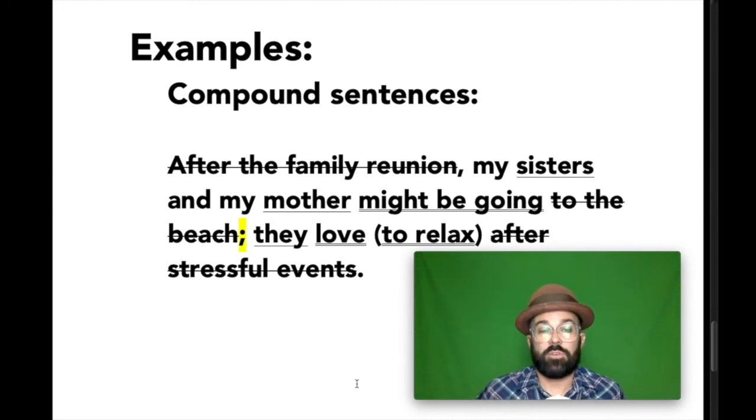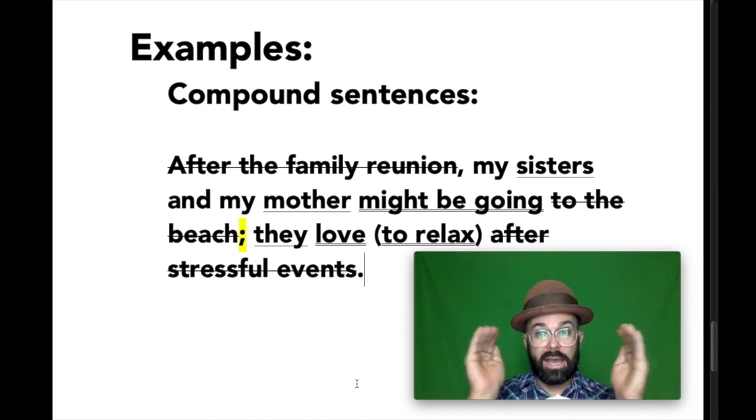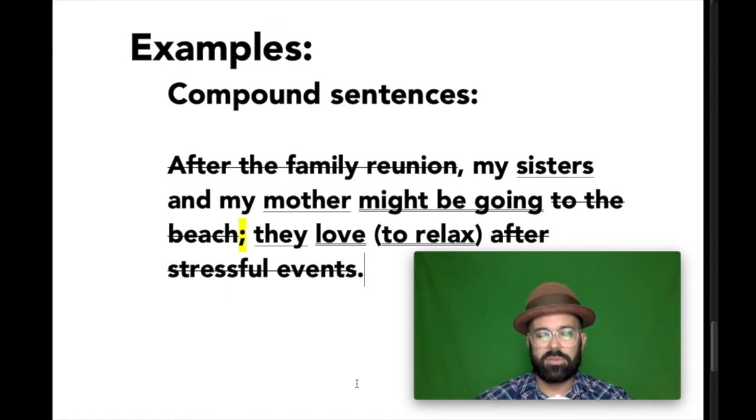They add something to each other. And so in the second part, they love to relax after stressful events. After stressful events is a prepositional phrase. They is the subject. Love is the verb that agrees with that subject. And then we have an infinitive verb, to relax. I put that in parentheses to make it stand out. Technically, that is a verb, even though it has that word to there. But in this example, we see how we have created a compound sentence putting two independent clauses together, joined with a semicolon.